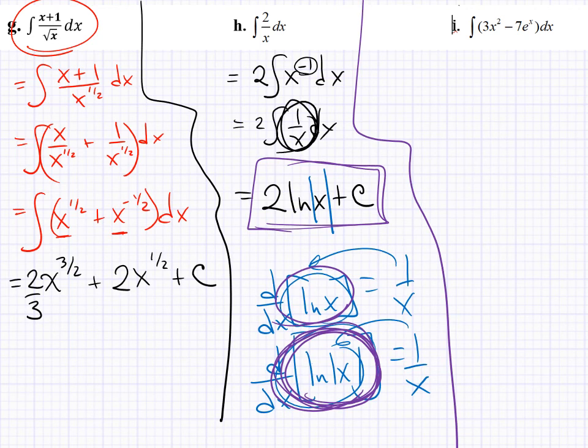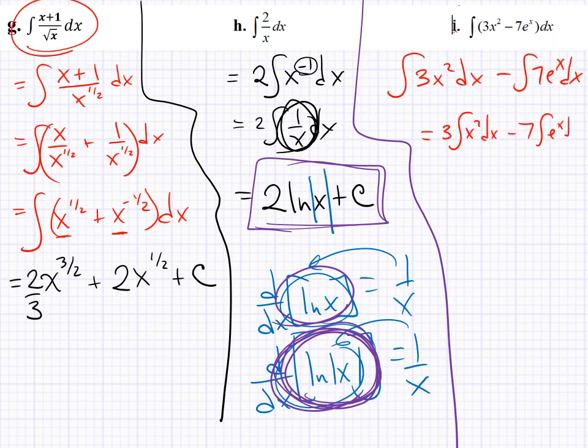Let's do another one. So I'm going to rewrite this one as the integral of 3x squared dx minus the integral of 7e to the x dx. The better you get at this, the less of these steps you write out, but at first we're going to write all these out. The 3 is going to come out. I just have x squared dx. The 7 is going to come out. I just have e to the x dx.